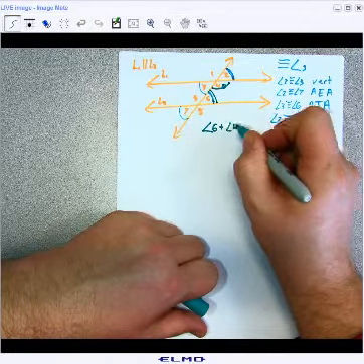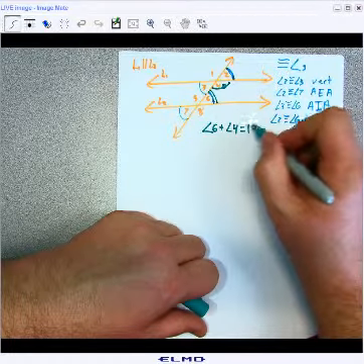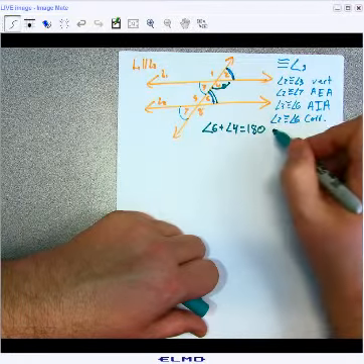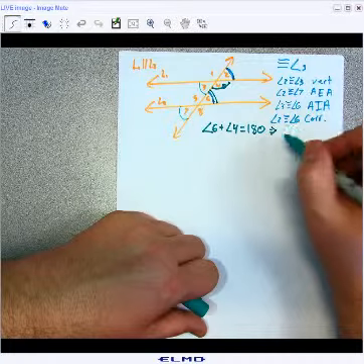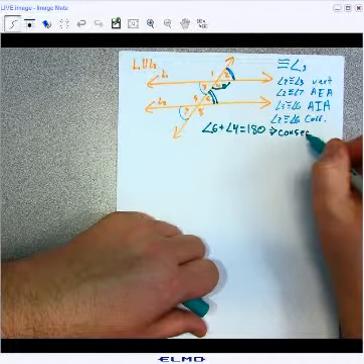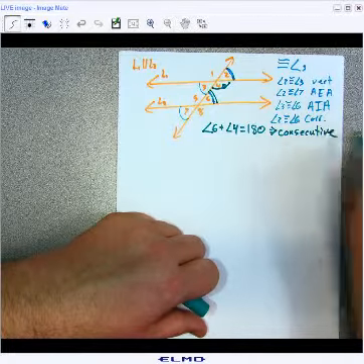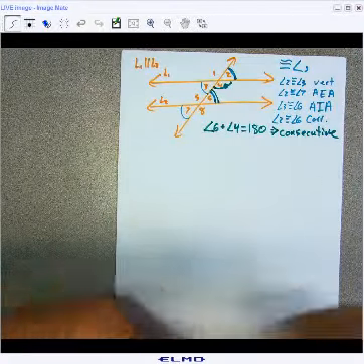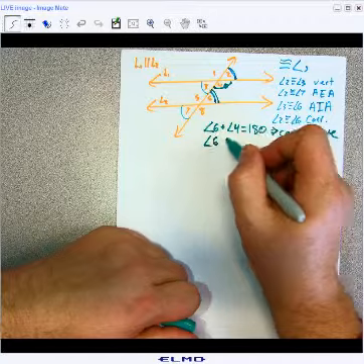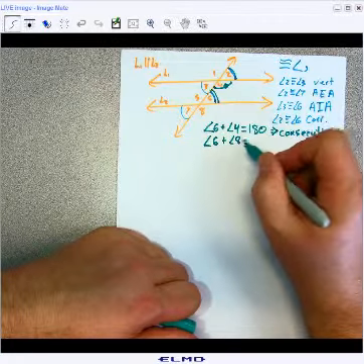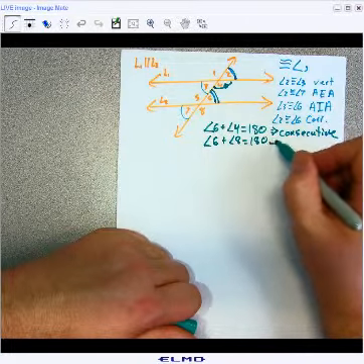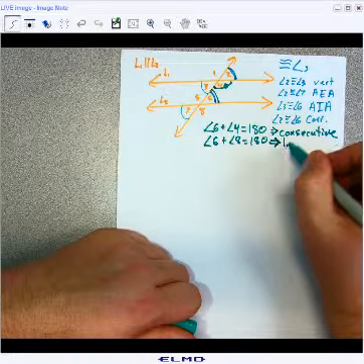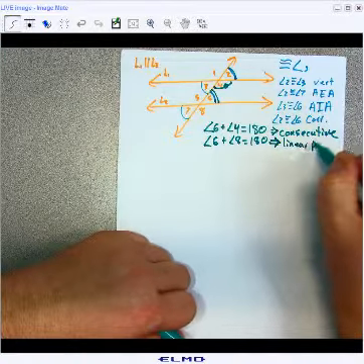plus angle 4, they add up to 180 degrees because they are consecutive angles, and consecutive angles are supplementary. So we also have angle 6 plus angle 8. They also equal 180 because they are a linear pair.